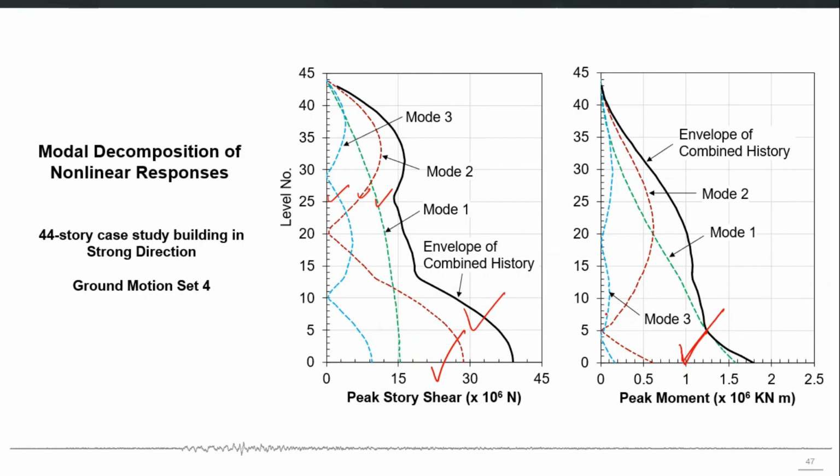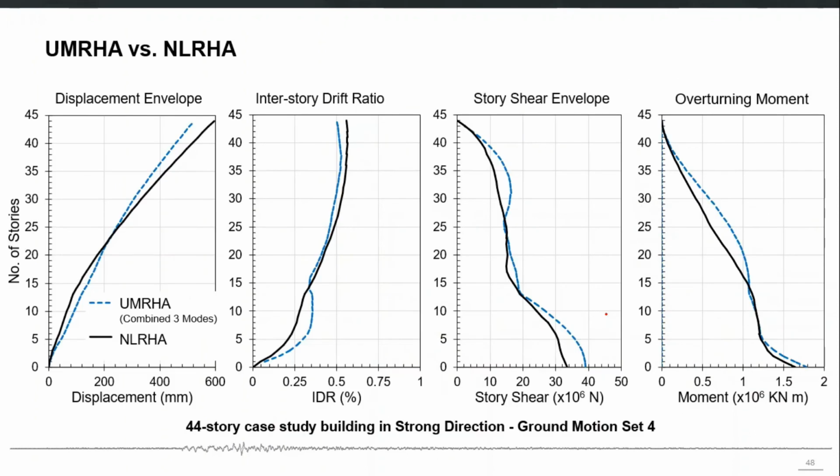The combined line is then compared with the direct nonlinear time history analysis. The nonlinear time history analysis in this comparison is shown with the black line, and the blue line shows the combined response from the first three vibration modes calculated using the UMRHA procedure. And we see here that for this particular ground motion and for this particular building, it is showing a very good match.